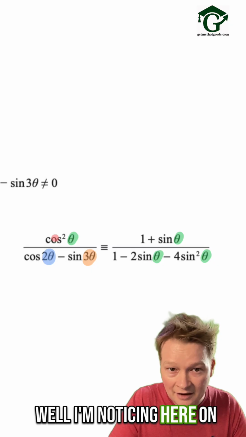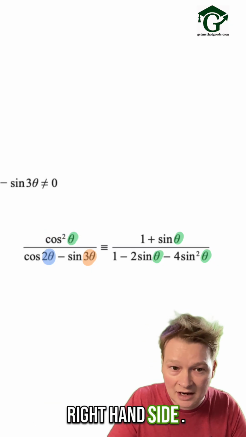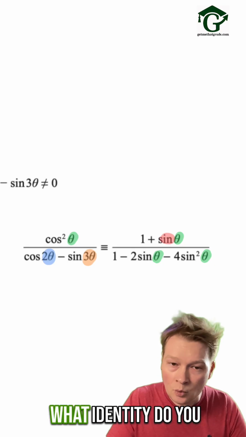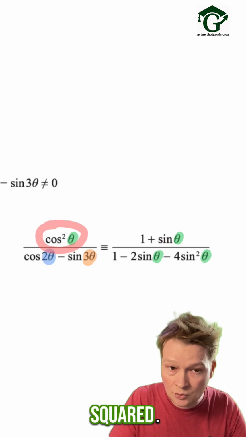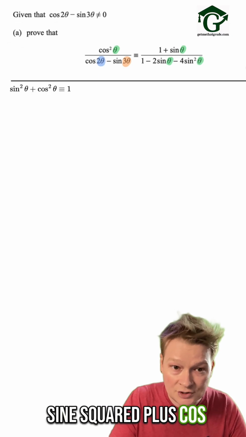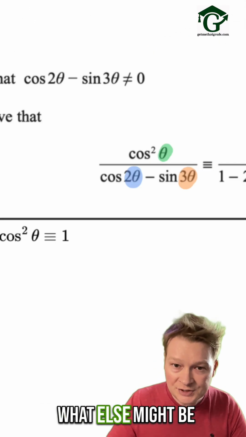Well, I'm noticing here on the left-hand side that we have a cos squared, but there's no cos on the right-hand side. But there are sines. What identity do you know that involves sine and cos? Well, this one's giving you a clue. It's cos squared. You should know that sine squared plus cos squared equals 1. So that could be a very helpful identity for this question. What else might be helpful?